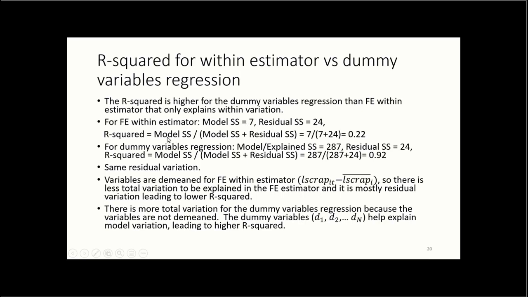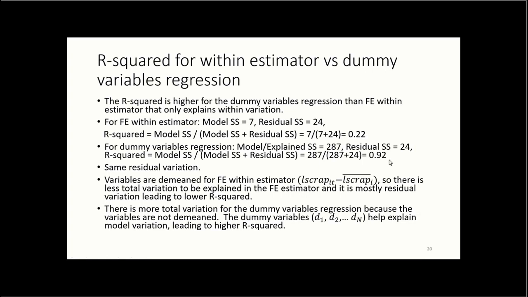So the R square is the explained sum of squares divided by the explained plus the residual sum of squares. If we plug in these numbers, we have an R square of 0.22. For the dummy variable regression, the explained sum of squares is 287 and the residual is 24. So the R squared here would be equal to 0.92.